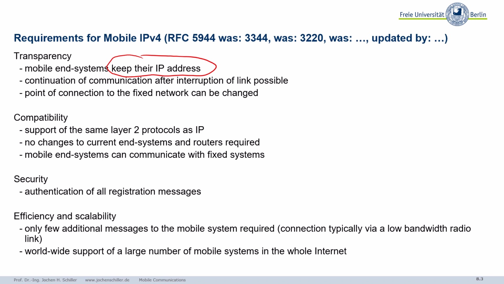Well, at least it should have some security, so we will see that we need some registration messages, and Mobile IP authenticates them. And what's quite important, it should be scalable, very efficient. So only few additional messages needed. So think of only low data rates over the wireless link. We don't want to have this kind of inefficient exchange of many messages. So, what do we have? What is the architecture of mobile IP?